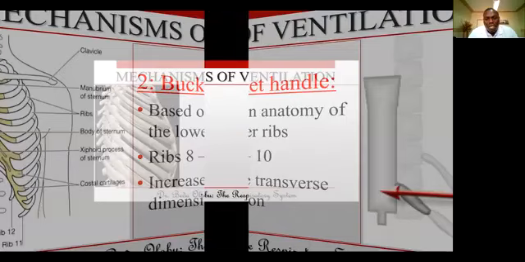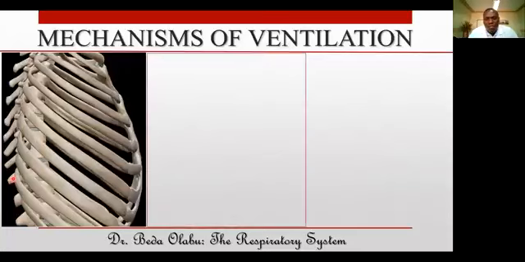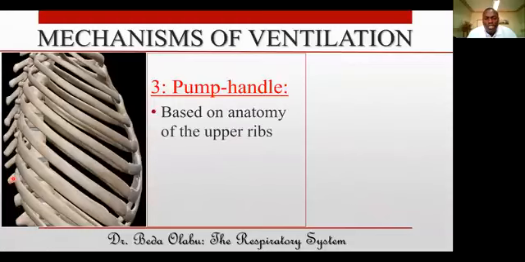The third mechanism of ventilation is what we are calling the pump handle mechanism. The pump handle mechanism is based on the anatomy of the upper ribs. The upper 7 ribs are the ones we're talking about here. Look at the anatomy once again. The upper ribs come from the vertebral column and slant downwards to the sternum. They don't curve up again. They just slant down and it ends there. So this applies to rib number 1 up to number 7.